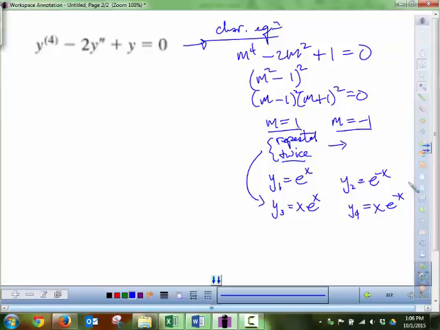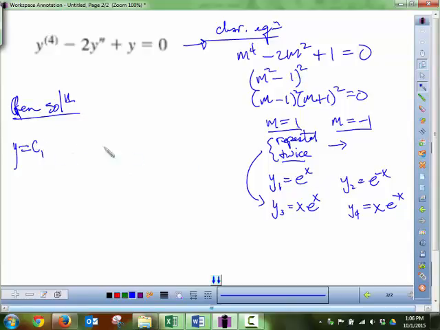So we're basically done. We just need to write it out neatly. Your general solution for your differential equation is just a linear combination of this. So 4th order, so we'll have 4 unknown coefficients.